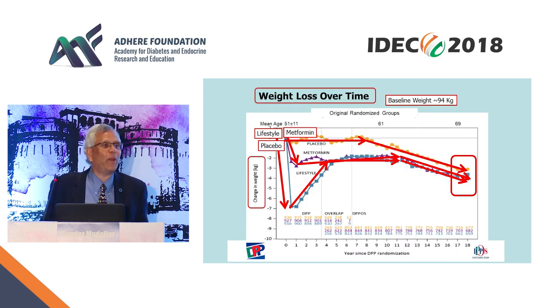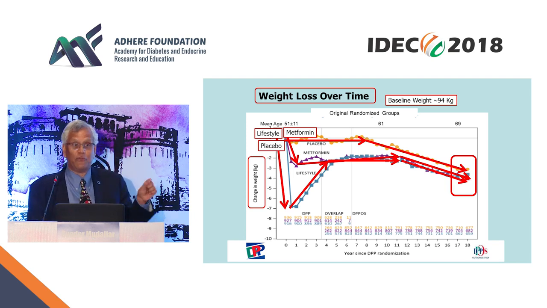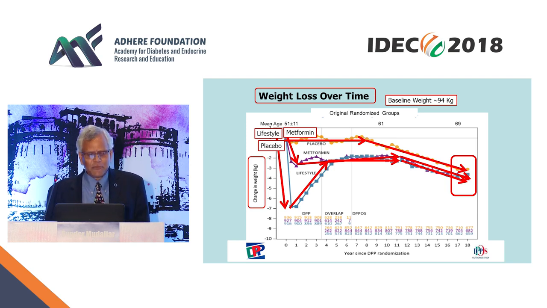So let me show you the weight loss. Okay, this is change in weight. Baseline weight was 94 kilos. Lifestyle brings it down by about 7 kilos. Then what happens? By the time the DPP is over, you're coming back up. Then you level, and then you're down about 3 kilos. This is all the people we have. We have very good follow-up, almost 90%. Metformin, not so much, about 2 kilos. But it levels off and goes down. Placebo, they don't lose much weight. They come down. Guess what? Almost everybody is in the same place now.